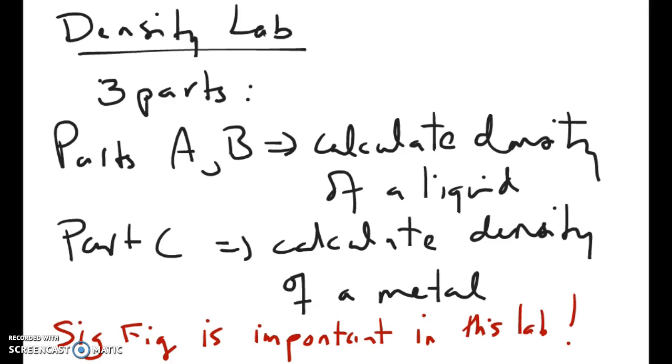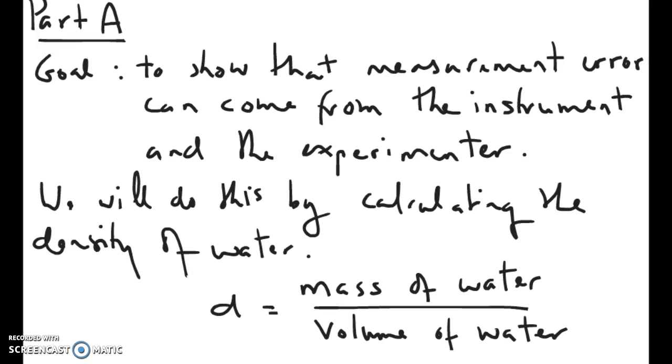Now, one thing I want to highlight is that sig figs are especially important in this lab because you're going to be making measurements of both mass and volume, and you have to look carefully at the instruments or the glassware that you're using to make those measurements so you can calculate your density with the correct number of sig figs. Alright, let's talk in a little more detail about part 1, or part A.